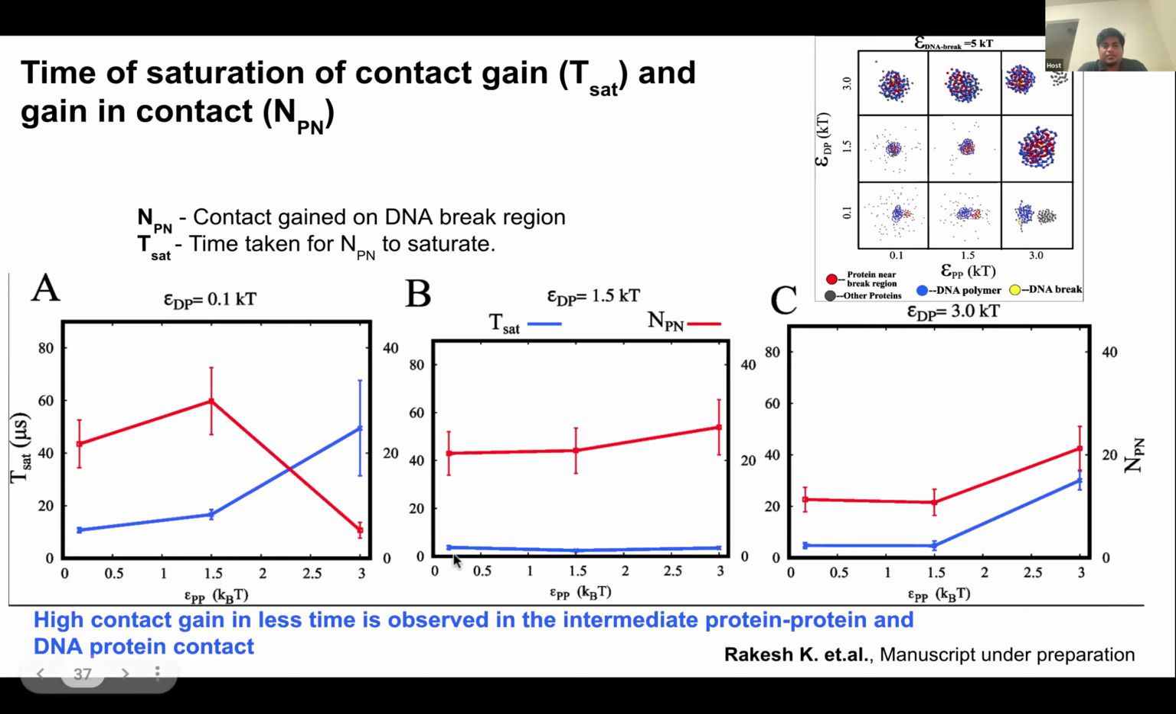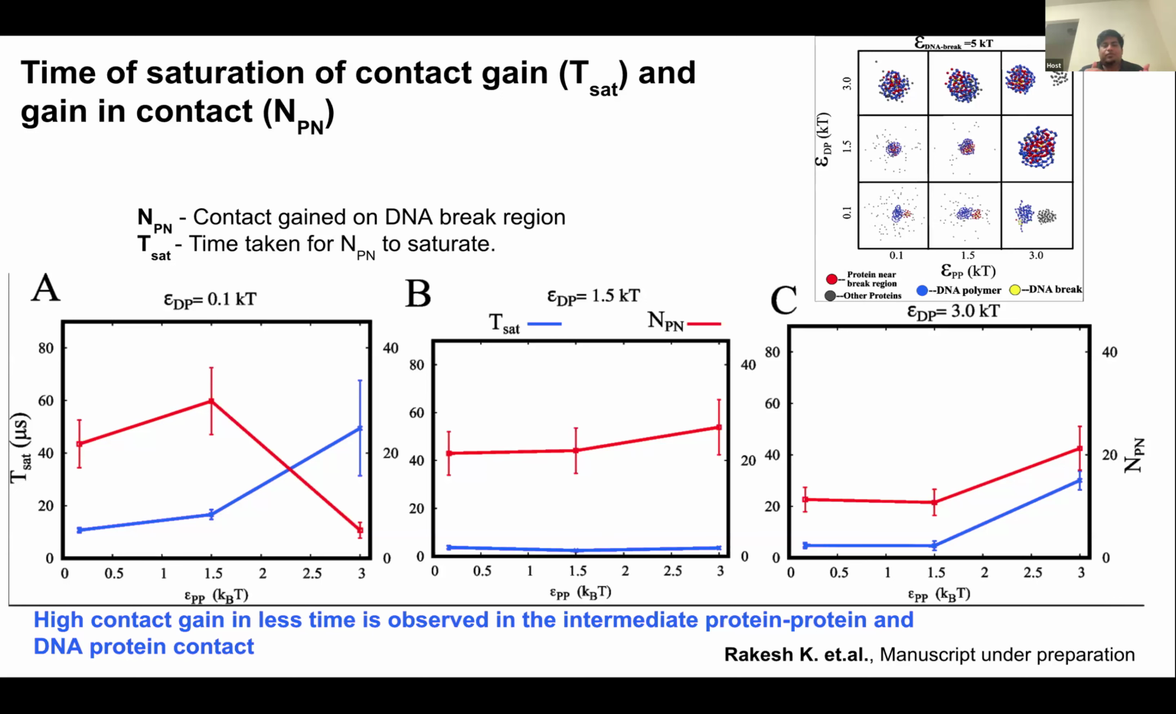Comparing these three graphs, epsilon DP of 1.5 kT has a TSAT of very low value and NPN of high value. You can see for 3 kT the NPN is very low, the time is relatively less, but NPN is very low for 3 kT. It is just because the proteins are in a condensed form. They are not previously available on DNA, and the gain is also not there because they are already a solid cluster.